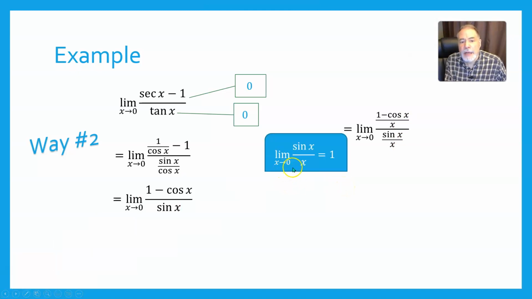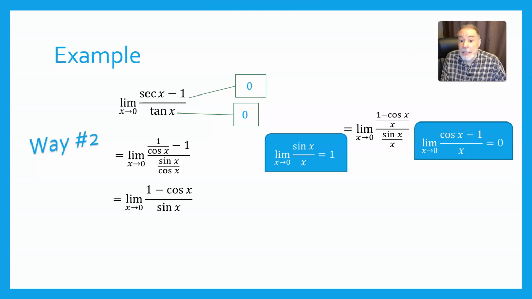We know that the limit of sine of x over x as x approaches 0 is 1. And we saw earlier that the limit as x approaches 0 of cosine x minus 1 over x is 0. This isn't quite the same because the subtraction is in the opposite order, but it is the opposite of that. It is negative 1 times cosine of x minus 1, so we can write it as negative cosine x minus 1 over x. Now we know the limit of the numerator is 0, and the limit of the denominator is 1. The limit of the whole thing would be 0 over 1, which is 0.